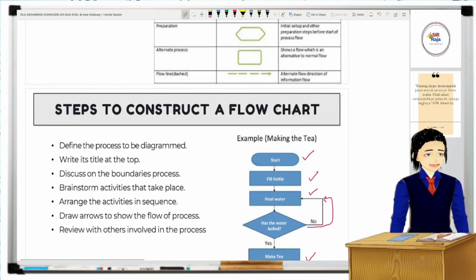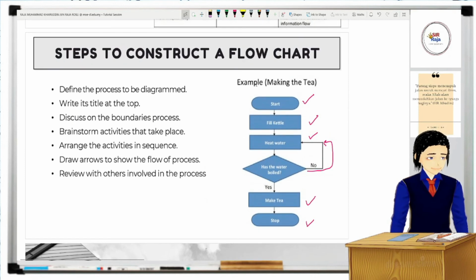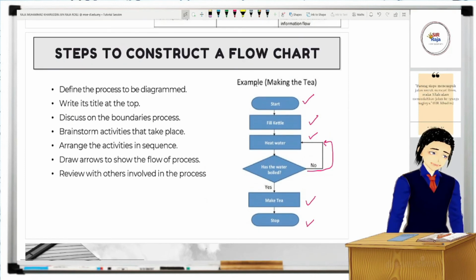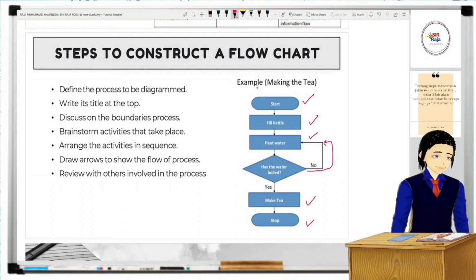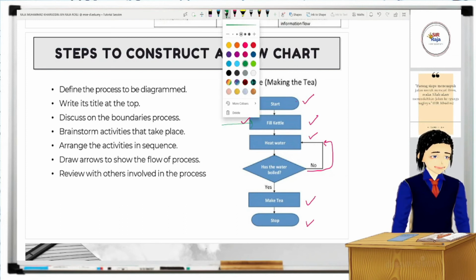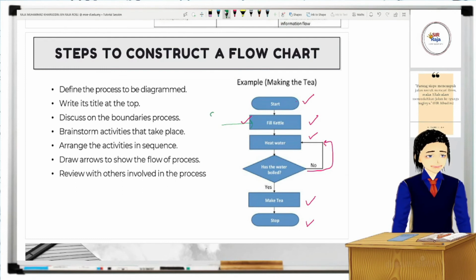Right, so how do we use it in our QC? How can we do quality control by using flowchart? So typically, now you know your process starts here, and then you have process 1. So engineer, what we're going to do, we're going to go one by one. Kita akan go to each process. Kita check process 1. Process 1 apa dia? Fill kettle. So is there any problem?